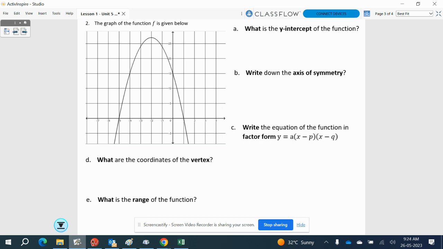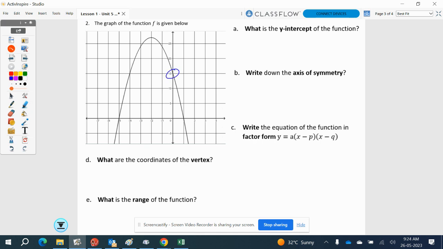Okay, so we have an analyzing quadratic graphs type question here. Our first question is, what is the y-intercept? There's usually a few easy questions like this one. You should know what the vocabulary means. So the y-intercept here is going to be 15.